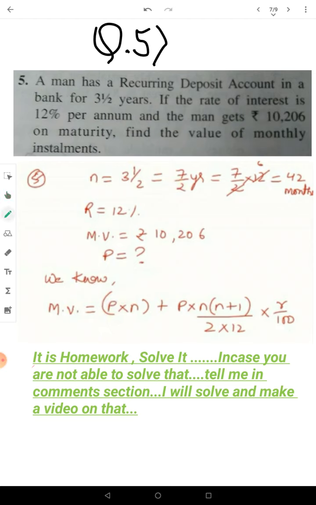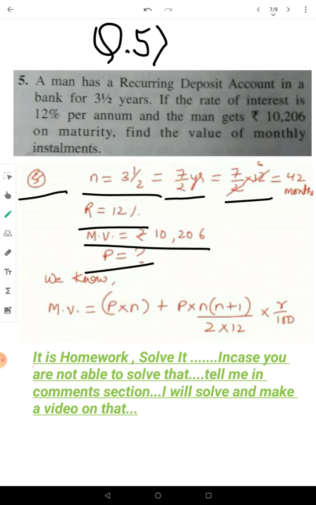So just see it here. N is equal to 3.5 years, that is 7 upon 2 years. 3 into 2 is 6, 6 plus 1 is 7, so 7 upon 2 years. 7 upon 2 into 12, because 1 year is 12 months, that is 42 months. R is 12%. MV is rupees 10,206.